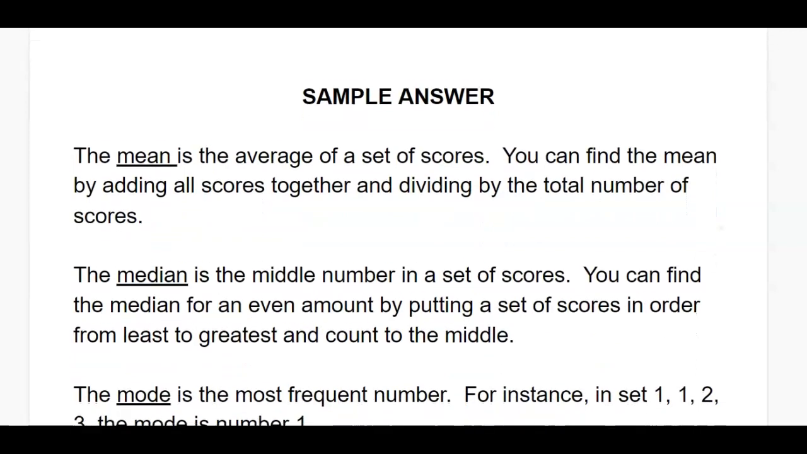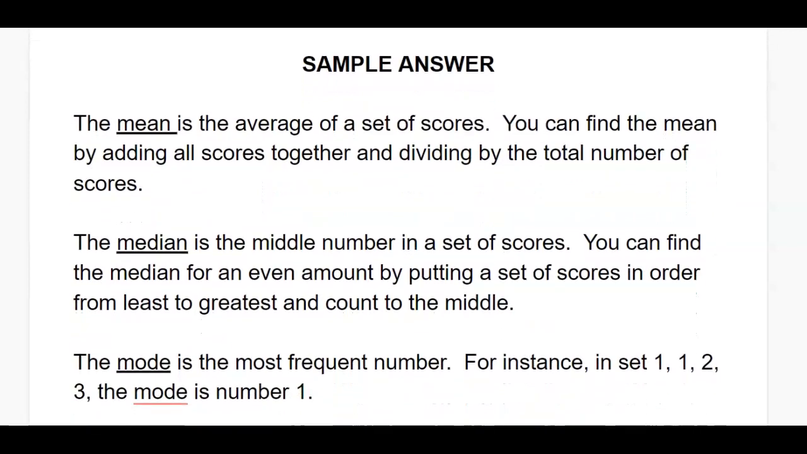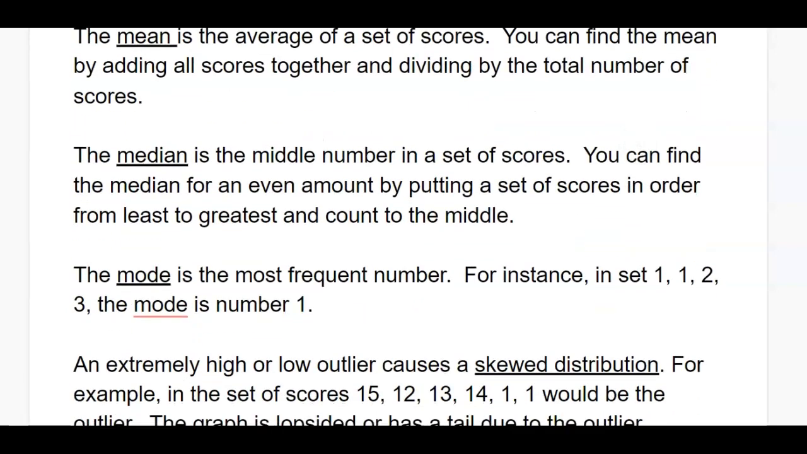2. The median is the middle number in a set of scores. You can find the median for an even amount by putting a set of scores in order from the least to greatest and count to the middle. You could also, again, give me an example with real numbers. Again, for both of these are the easy points. You want to get the easy points. If you know the definitions for these, technically you got the points. The mode is the most frequent number. And again, I gave an example. So you don't necessarily have to do that.